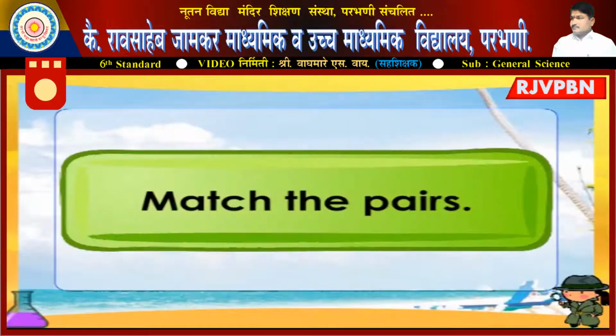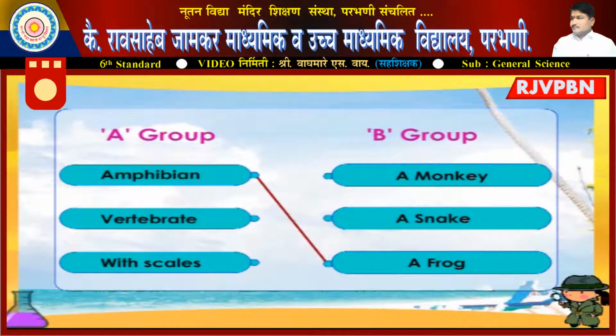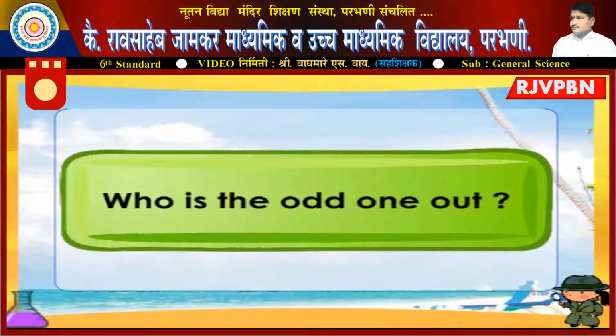Exercise: match the pairs. Amphibian, a frog. Vertebrate, a monkey. With scales, a snake. Who is the odd one out?